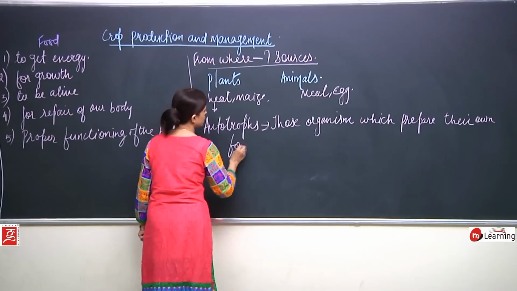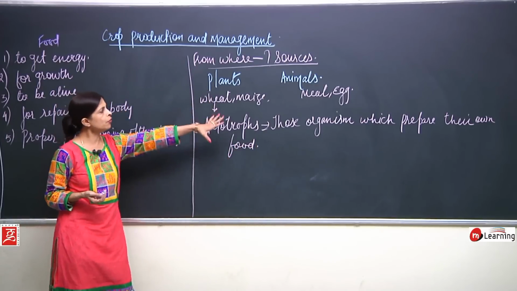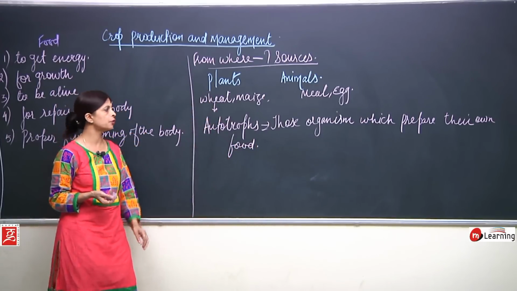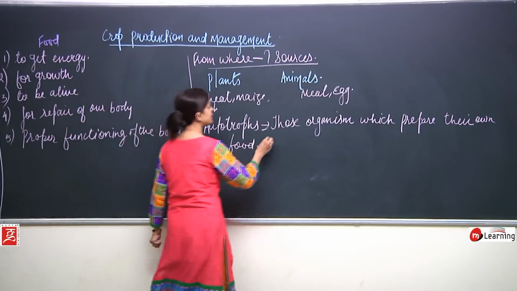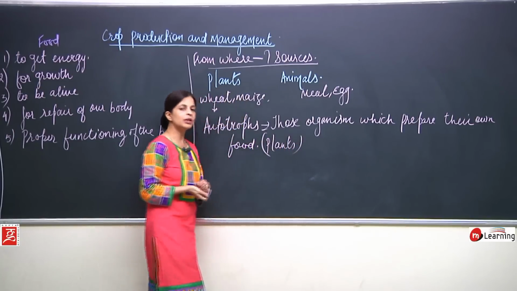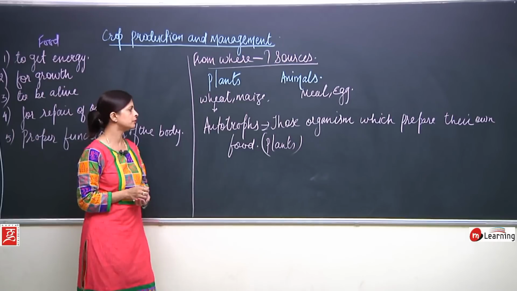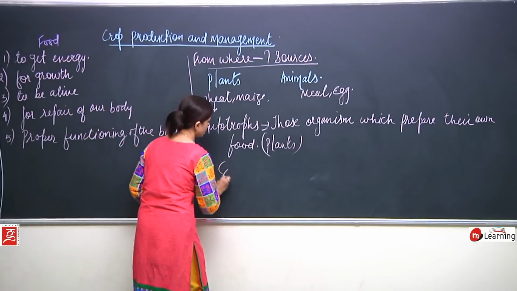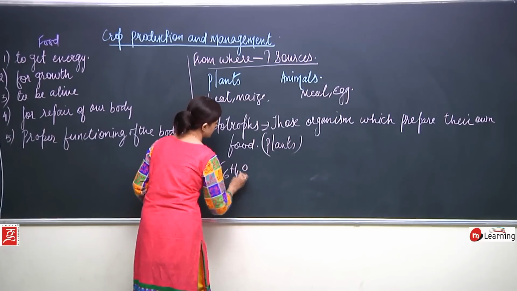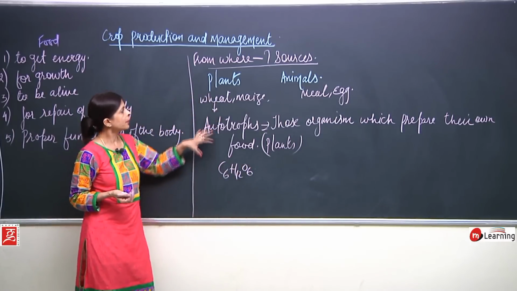Okay. So, those organisms which prepare their own food are known as what? Autotrophs. And in this, the example is only plants. Only plants are the ones who follow the autotrophic mode of nutrition, and they form glucose. Glucose is formed.